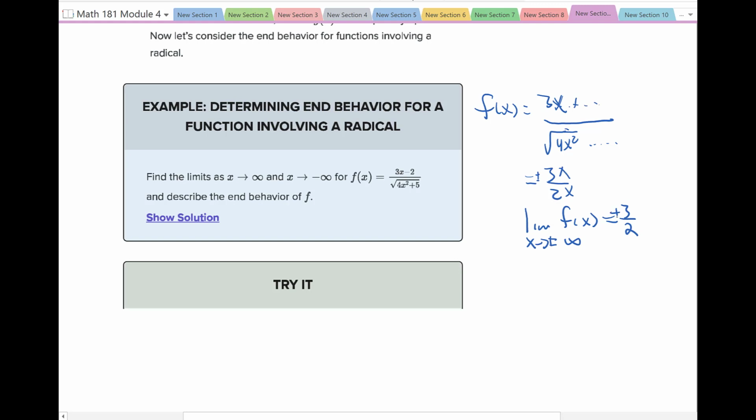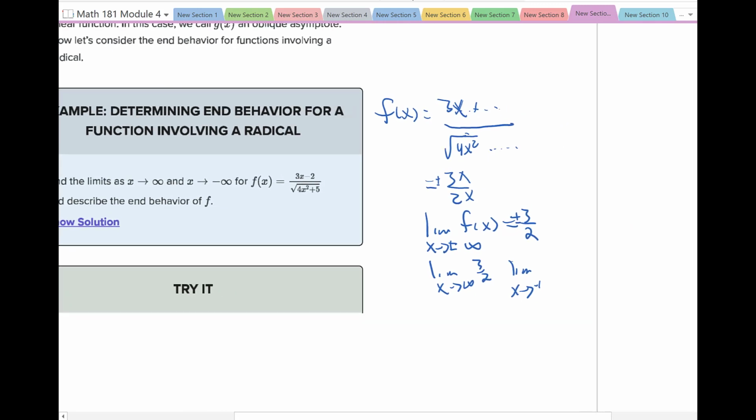So plus or minus 3/2. So the limit as x goes to infinity is 3/2. The limit as x goes to negative infinity is negative 3/2. I should probably put an f in there. Okay. There we go. Let's keep going.